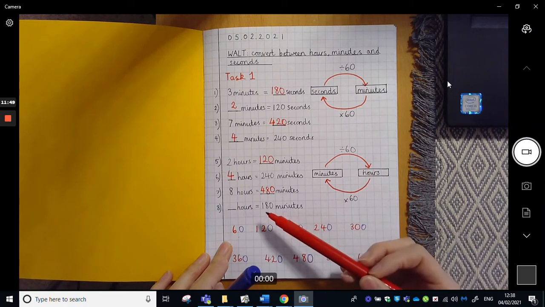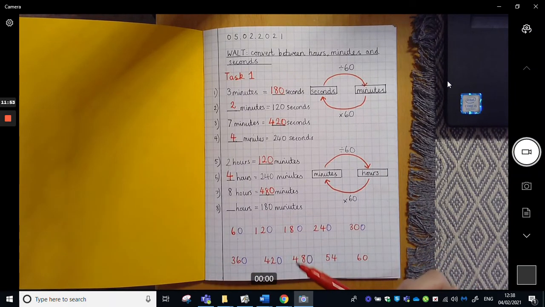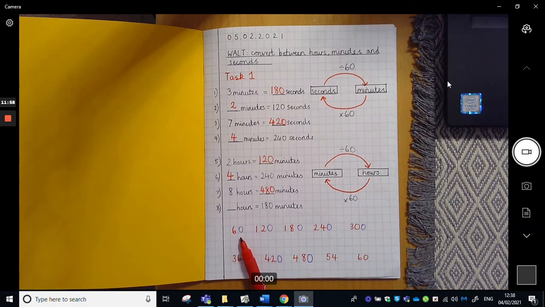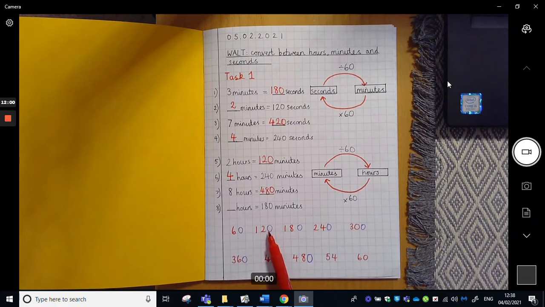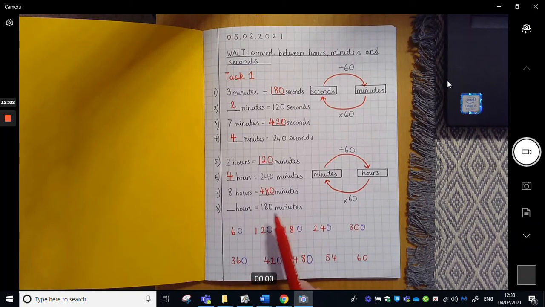So my calculation, think 18, you know your 6 times tables. How many hours is that going to be? So I'm going to use my help at the bottom. 1, 2, 3. So 180 minutes is equal to 3 hours.